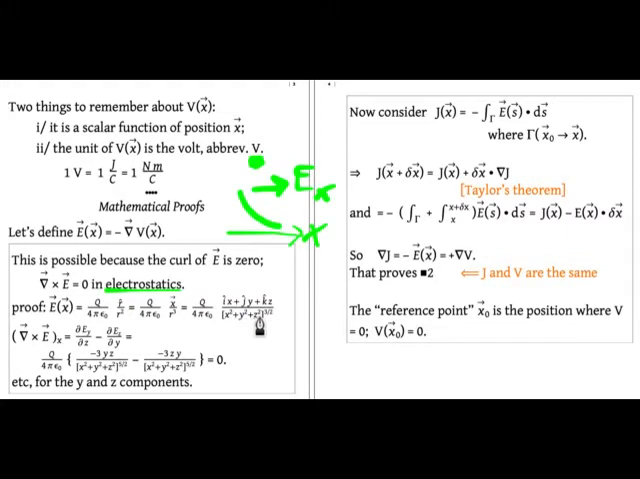Well, the only z dependence is in the denominator here. So when I differentiate with respect to z, I'll get minus 3/2 times x squared plus y squared plus z squared to the 5/2 times 2z. In other words, this first term will be minus 3yz over x squared plus y squared plus z squared to the 5/2.